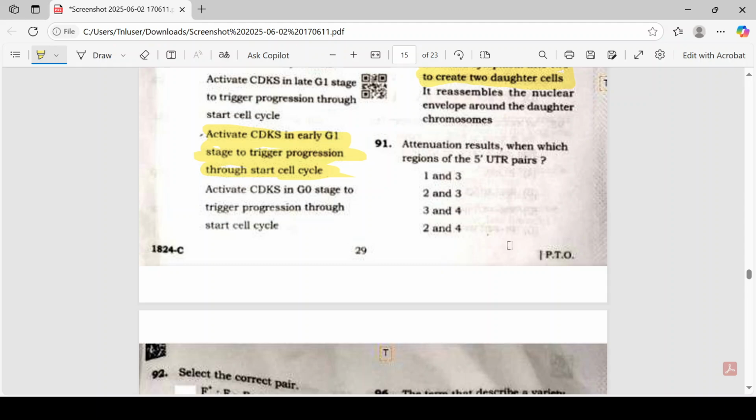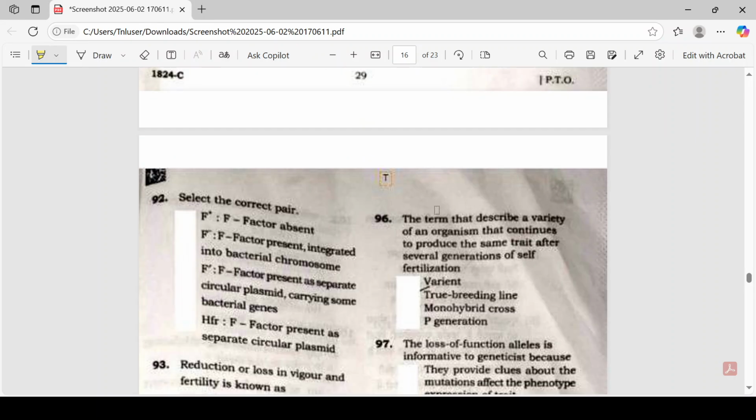Question number 91, attenuation results when which regions of 5-UTR pairs? The correct answer to this question will be option B, that is 2 and 3. Okay, let's now proceed to question number 92.